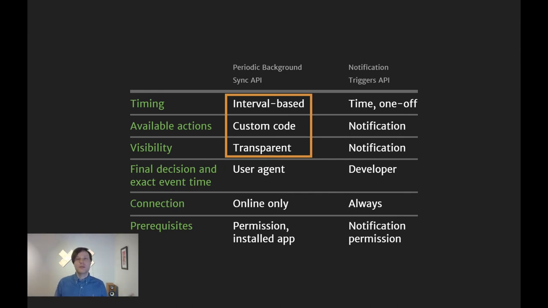Prerequisites needed to ever run this code as a part of these APIs. Notification triggers only require permission for showing notifications, and it's the same permission we have for web push, while it's way more serious for PBS. First, there is a separate explicit permission required from the user side to run this code in background. And second, maybe even more important, is the fact that the application has to be installed on the user machine. Luckily, these days, it's quite simple to organize installation of your web front-end application using web app manifest, using the fact that browsers are well integrated with operating systems now. But still, it's quite a serious requirement.